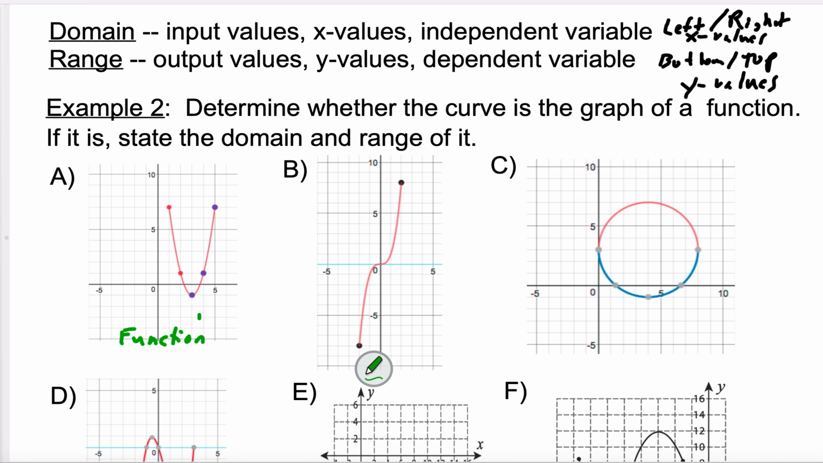And you can say yes, or you can say no, or you can write function and then not function. It's up to you. So again, I could take a vertical line here. It's only going to pass through one point at any given time. So yes, this is a function. What about this one here? If I take a line here and I pass through, it's going to be passing through this point and this point at the same time. So this is not a function, or no.